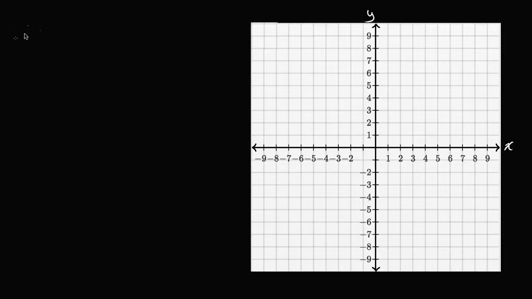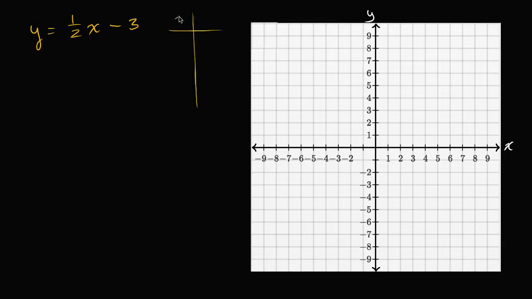Let's say that we have the linear equation y is equal to 1/2 x minus 3. So if we wanted to draw the line that represents the set of all points, all the coordinates where the x value and the y value satisfy this equation, well, we could start off by trying to draw a few of those points and then connecting them with a line.